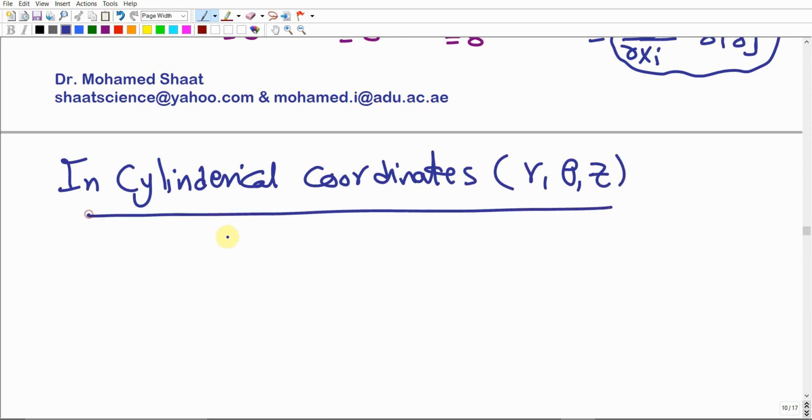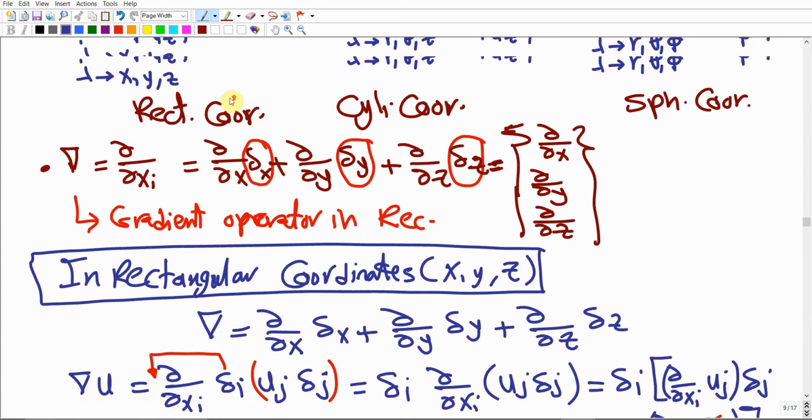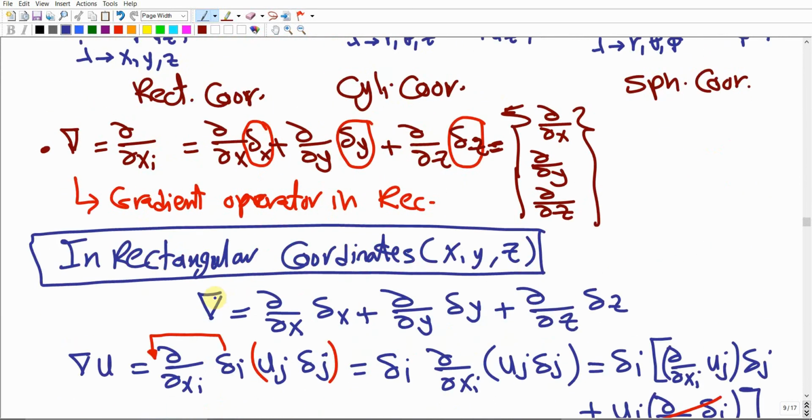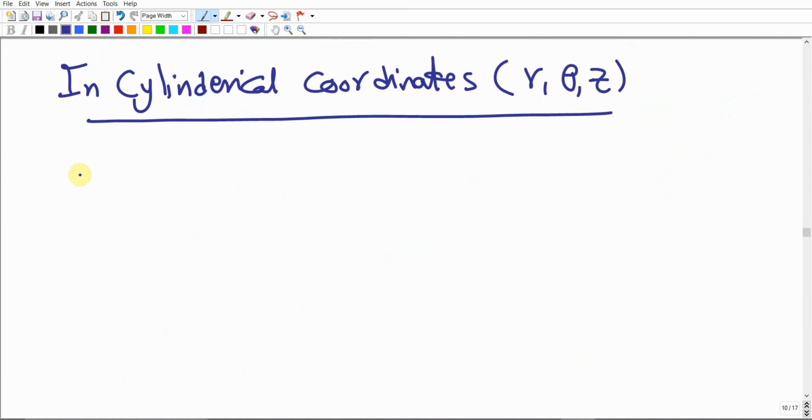Make sense? We defined above that nabla, the gradient, has this form: partial by partial r plus delta theta 1 over r partial by partial theta plus delta z partial by partial z. So simply, I can write nabla u as the multiplication of two terms.